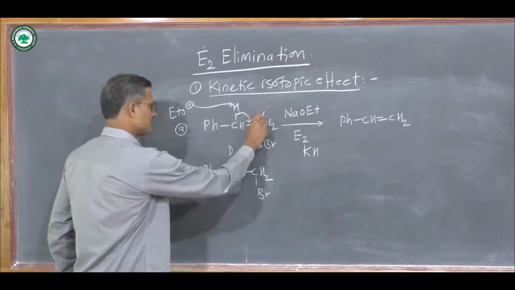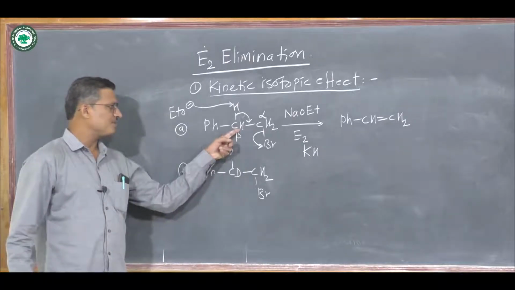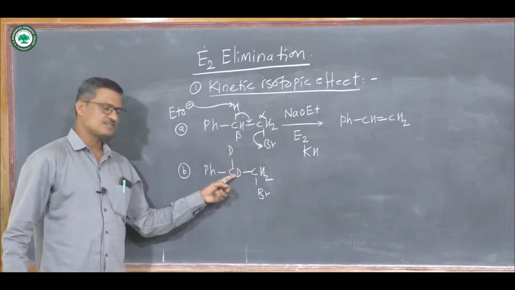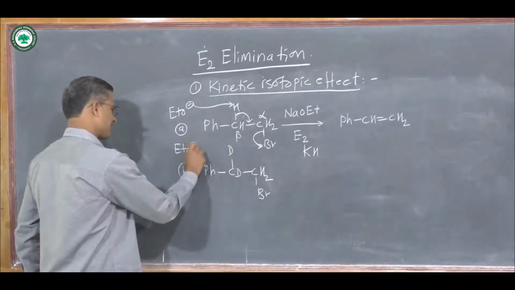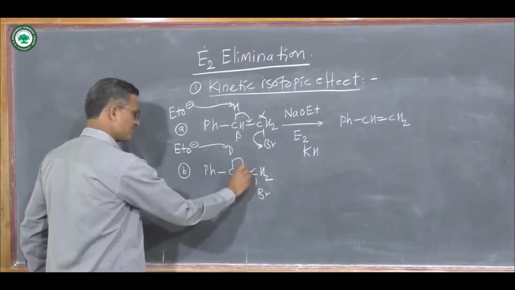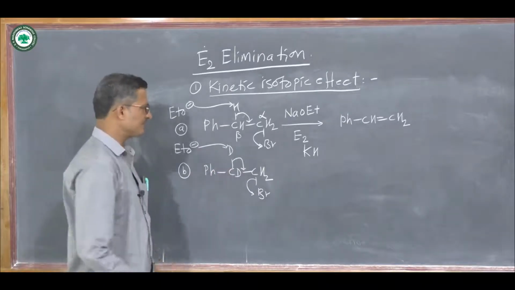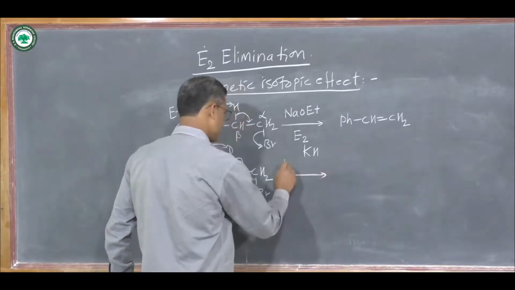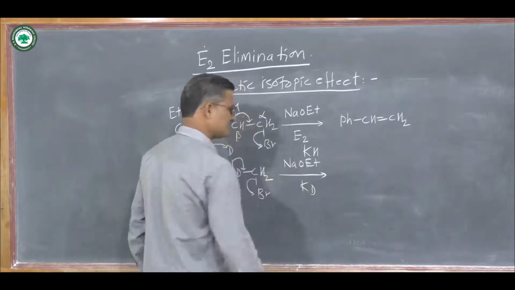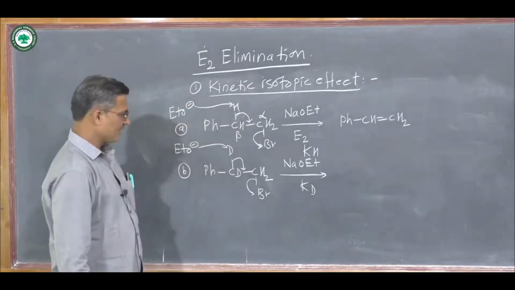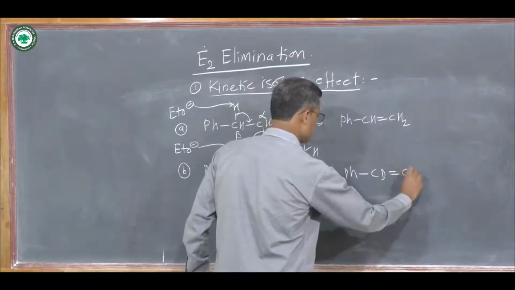We know this is alpha, this is the beta. Instead of that beta hydrogen, we replace the hydrogen by its isotope, deuterium. All the reaction conditions are the same. Instead of hydrogens, we write only deuterium, but the base is the same and all things are the same. So here we use sodium methoxide as a base, and the rate of that reaction we call KD. Again we get the product PhCD=CH2.